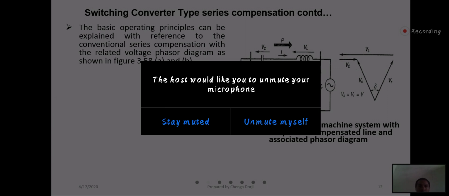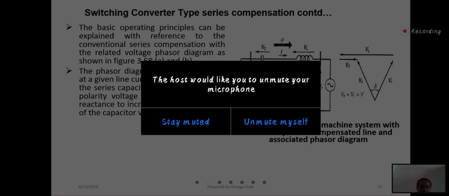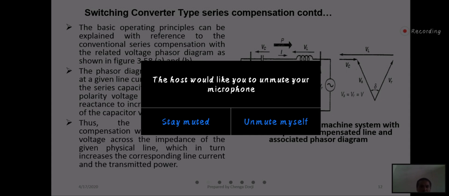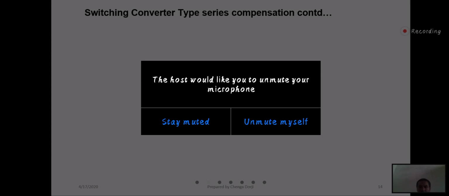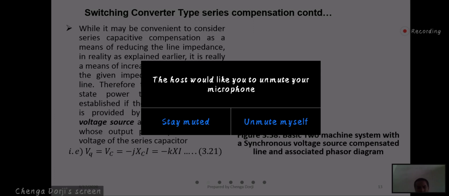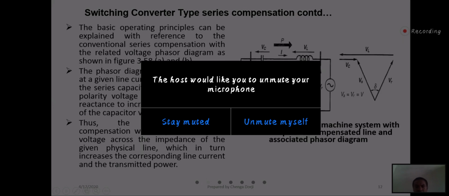Now if that capacitor is replaced in the switching converter type, it will be replaced by a voltage source. So instead of the capacitor it will be VQC, a voltage source, which is the switching converter. Okay, we'll do the rest in the next class.